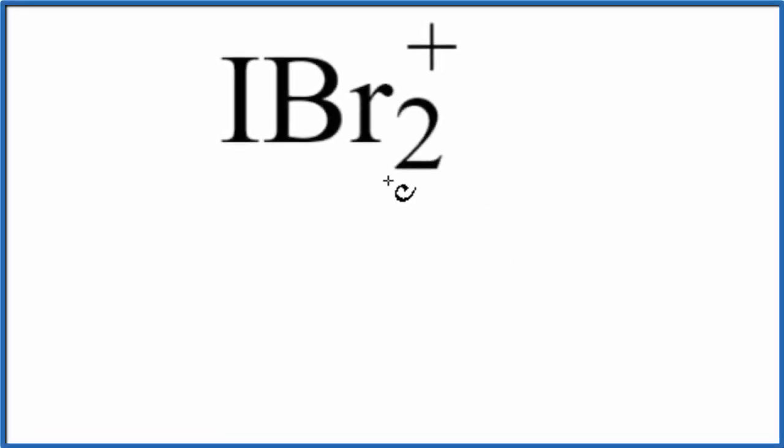In this video, we'll draw the Lewis structure for IBr2 plus. This is the iodine dibromide cation. So let's count the valence electrons up first and then draw the Lewis structure.